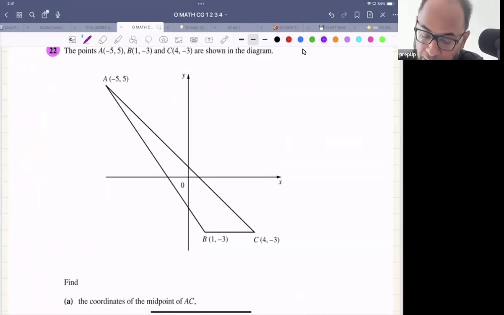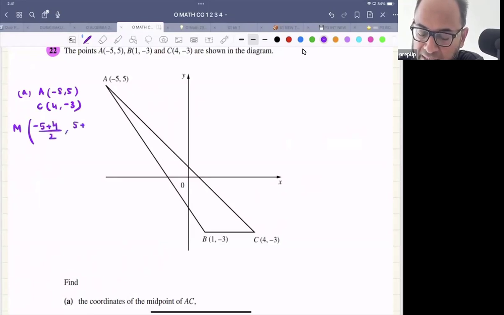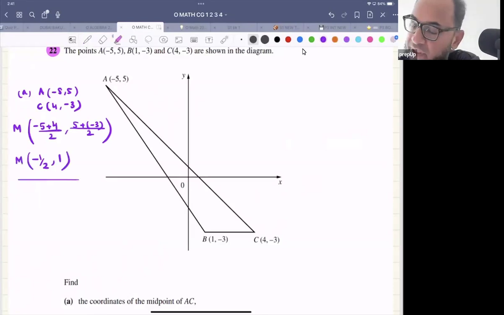So let me write A over here, which is negative 5, 5. Let me write C, which is 4, minus 3. And I'm interested in the midpoint, so let me take the average. Minus 5 plus 4 divided by 2, 5 plus negative 3 divided by 2. So this is negative 1 over 2, and this is 2 over 2, which is 1. So the answer of part A is minus half, 1. So let me highlight the answer for part A over here.